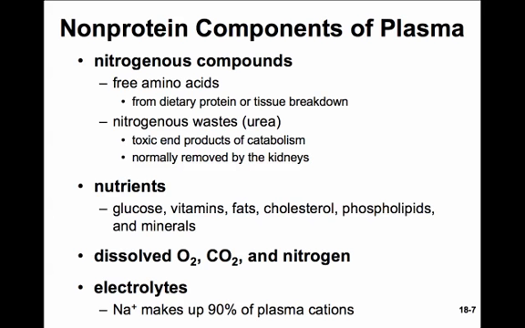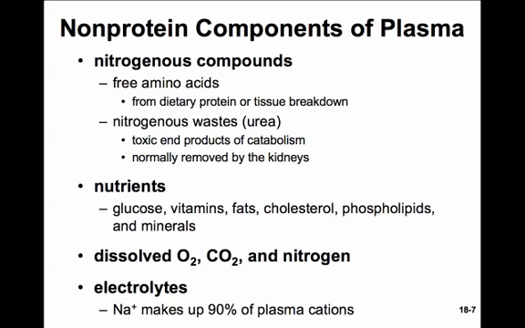The plasma also transports nutrients absorbed by the digestive tract. These include glucose, vitamins, fats, cholesterol, phospholipids, and minerals. The blood also transports dissolved oxygen, carbon dioxide, and nitrogen, as well as electrolytes.